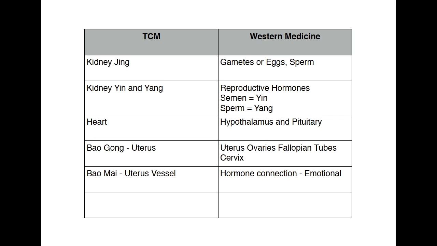After the heart, we've also got the TCM concept of the uterus, which we discussed in the previous slide. In Western medicine terms, Bao Gong doesn't just mean uterus, it also means the whole reproductive system, including the fallopian tubes, the ovaries, and the cervix. The Bao Mai, which is the connection with the heart, is an emotional hormone connection, which we've just discussed. Okay, so that's the Western medicine understanding of that link.